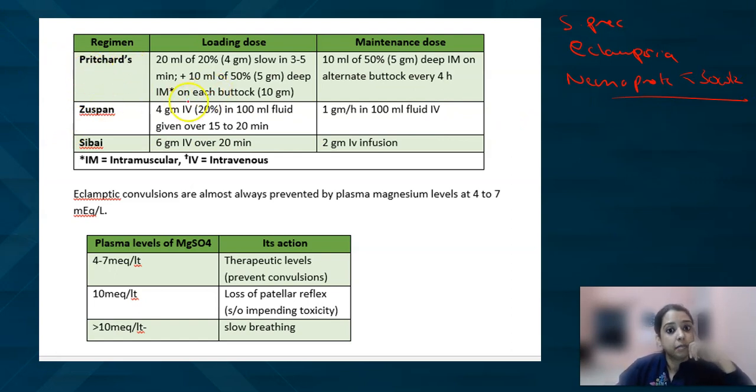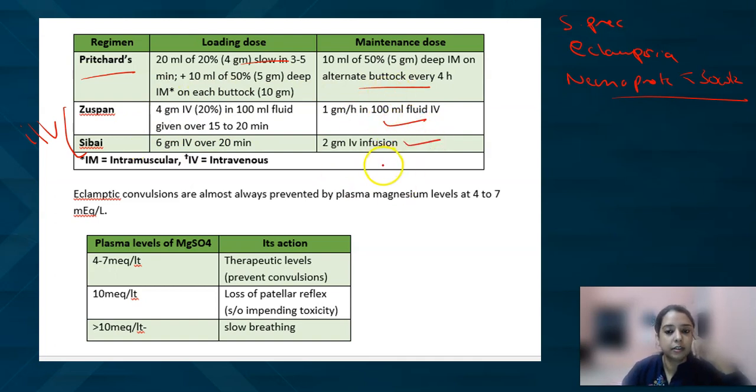Pritchard is an IM regime and Zuspan and Sibai are the IV regimes. So here you are giving Magsulf IM. The first initial dose has to be given IV in everyone, then the continuation dose has to be IM in Pritchard. Whereas in Zuspan and Sibai, the continuation, the maintenance dose is IV only.